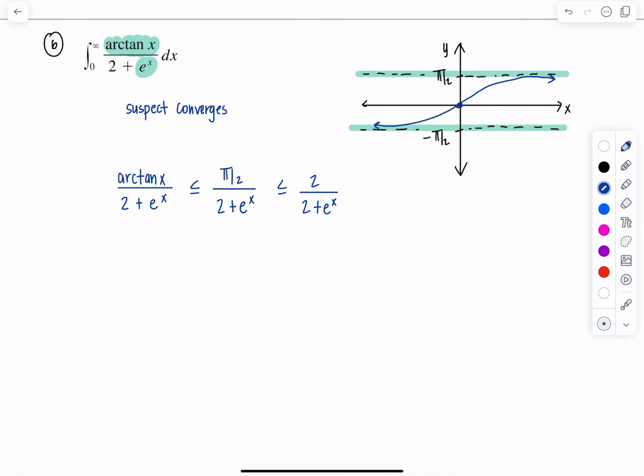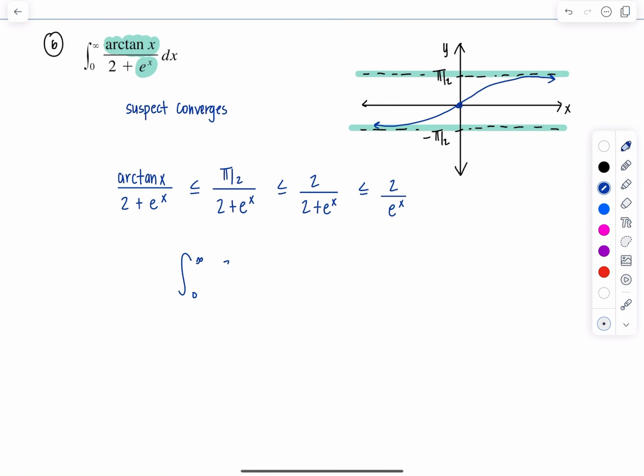I still don't want to integrate that. Do you? No. So I could say this is less than or equal to 2 over e to the x, right? If I have an additional term in the denominator, this denominator is bigger. This whole expression is smaller than this one. Do we feel comfortable integrating this function from 0 to infinity? I hope. I do. Yeah.